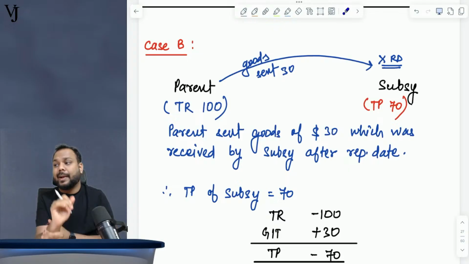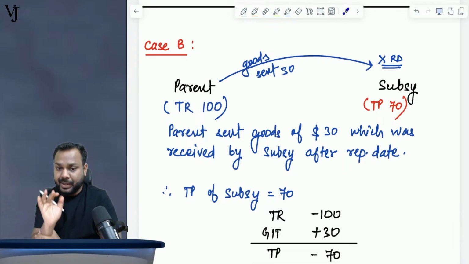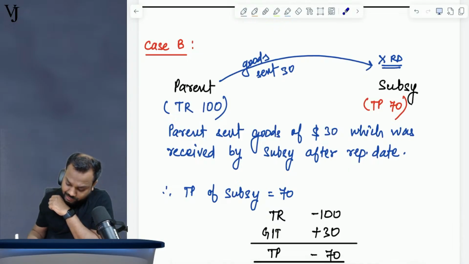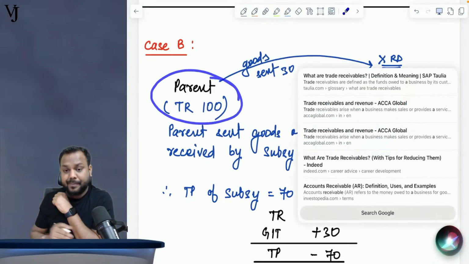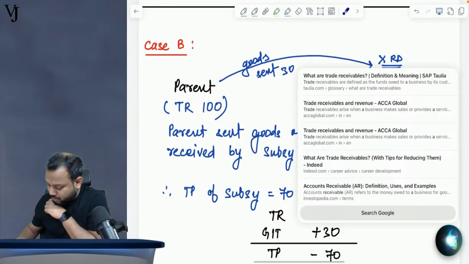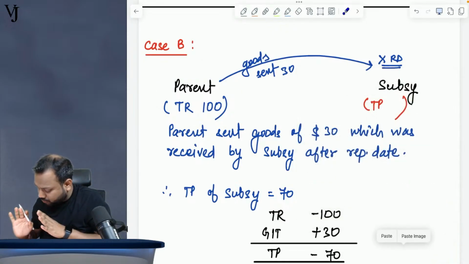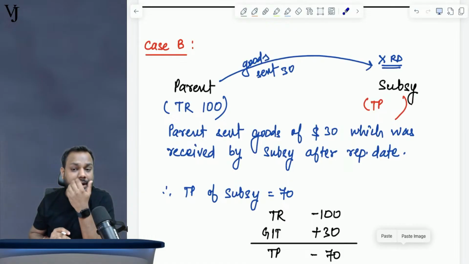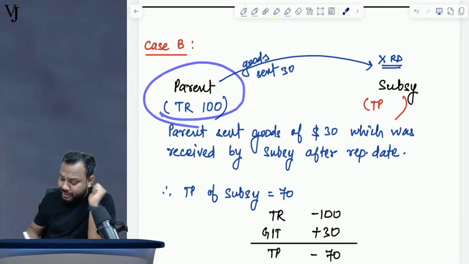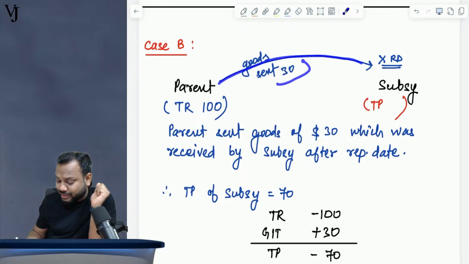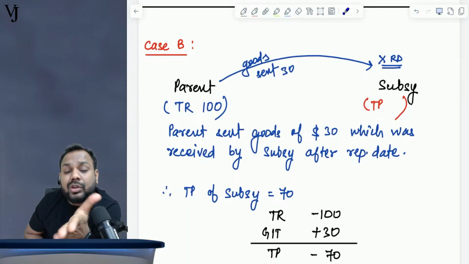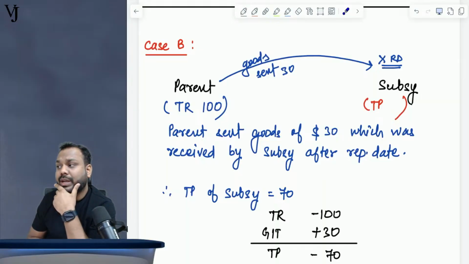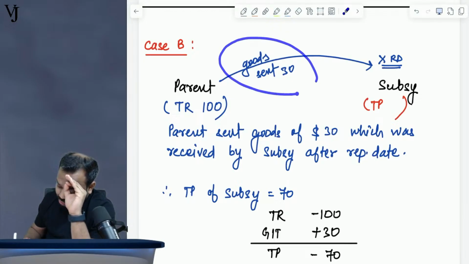Now, case B. Parent has recorded a trade receivable of 100. Parent has sent goods of $30 to subsidiary, which subsidiary has not received by the reporting date.